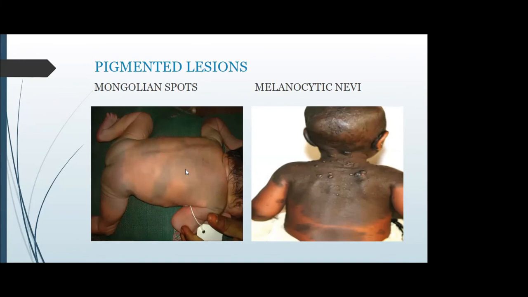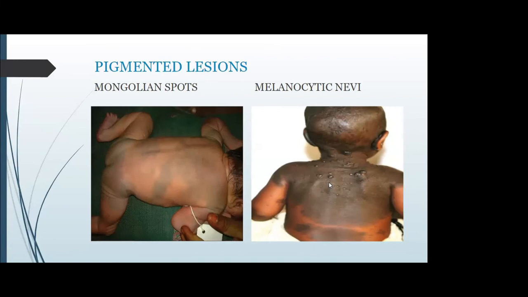We just reassure parents. And as I said, it fades away in a couple of years. Some, you might see the trace up to adult life, but as I said, it tends to fade away, and it portends no danger at all to the baby. The other one next to it on the right is a melanocytic nevus, similar to Mongolian spots, but they usually contain excessive hair. They tend to be darker, and they do not disappear, although they may lighten over time.